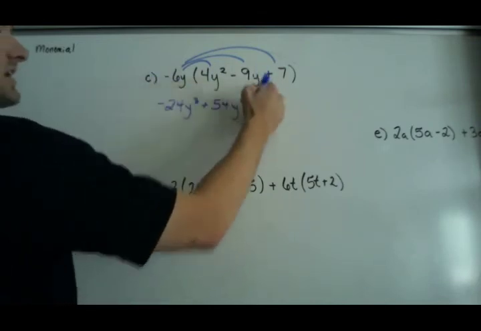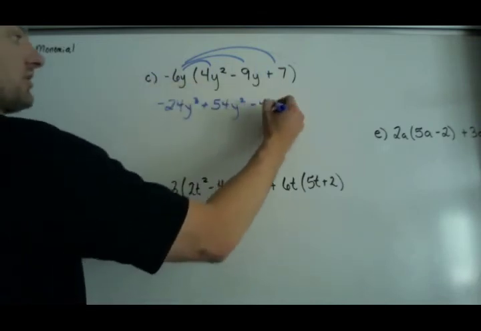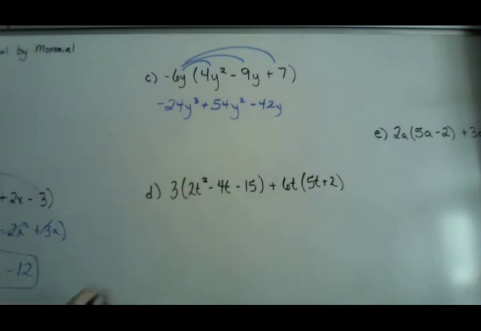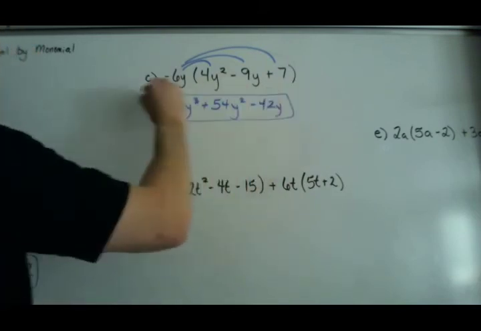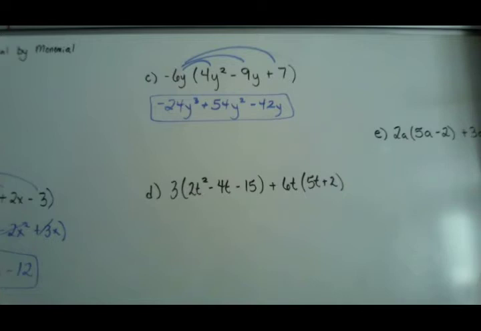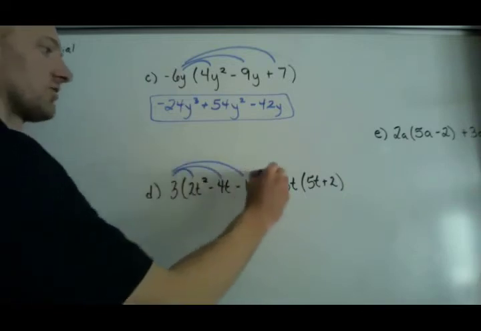And then a negative 6 times a positive 7 is a negative 42. You've got your y there, and there's your final answer for this one. Now on D, it's similar to the B that we tried. And again, should have tried this one on your own already.